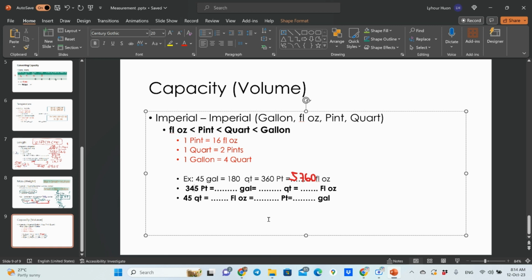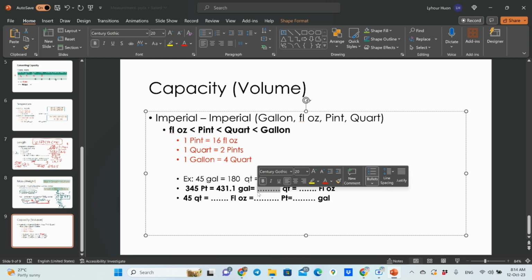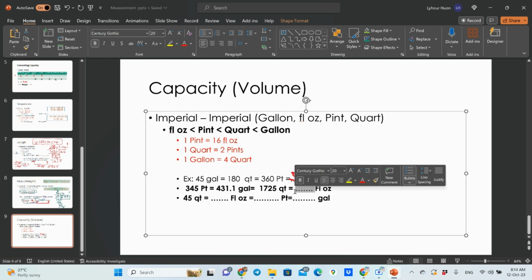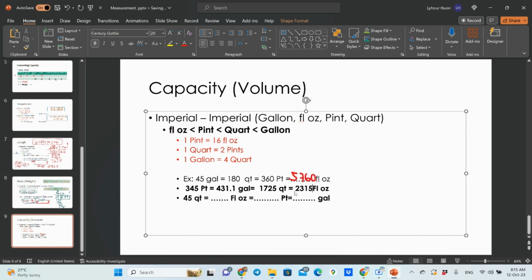Wow, my internet is so slow. Oh, you already did it. So let's do this equal to, according to your answer, 431.1 equal to 1725 fluid ounces. Sorry. Fluid ounces is 2315.